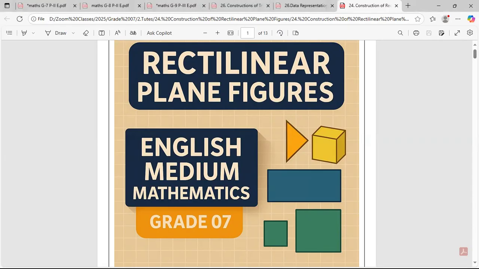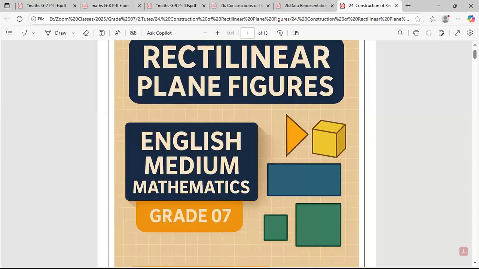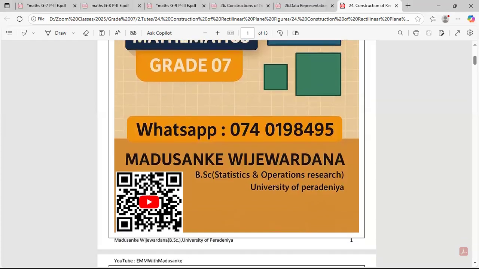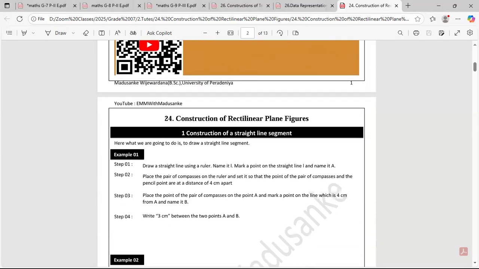For doing this one, you want to have a pair of compasses as well, right? You are going to construct a few shapes. So let's see how to do this.